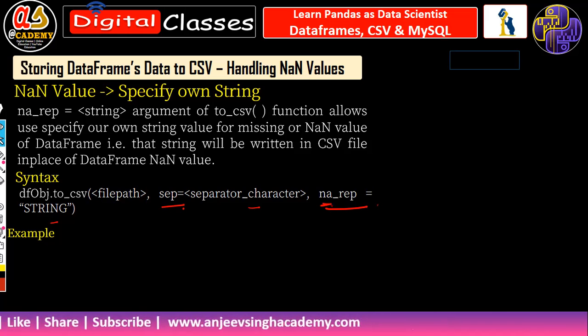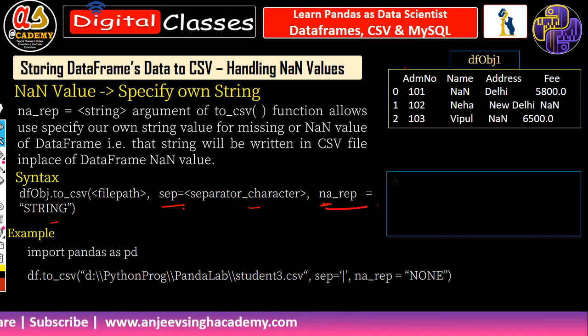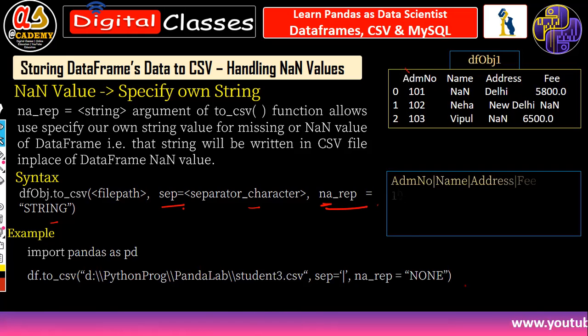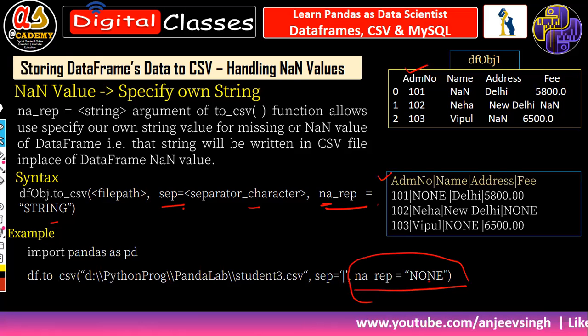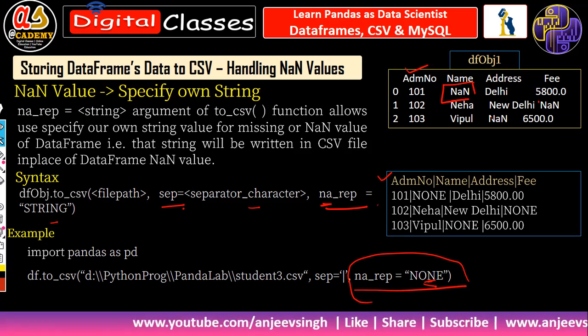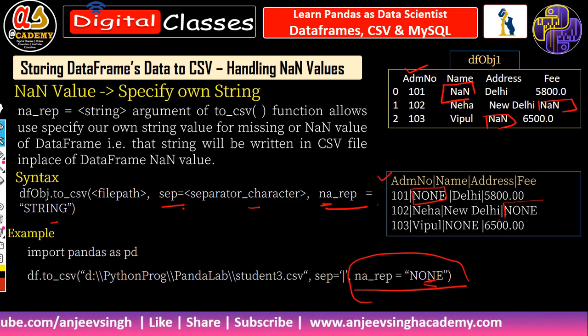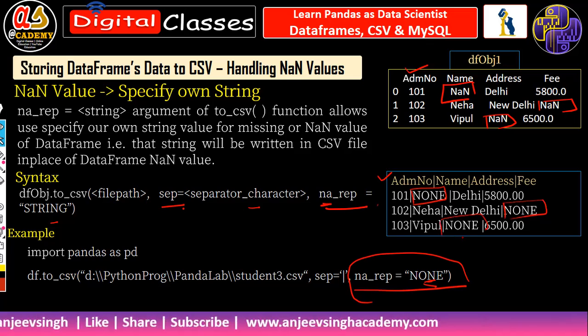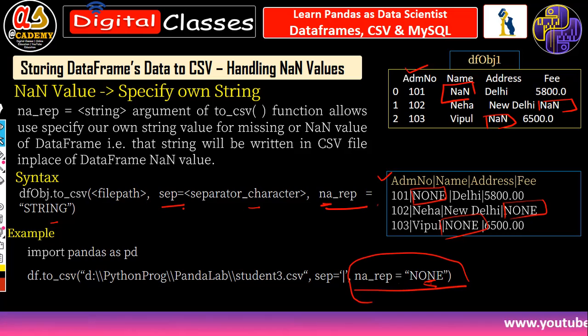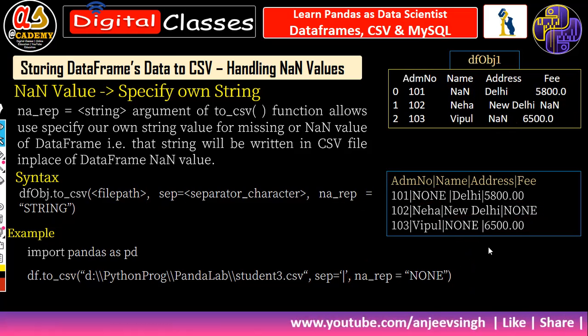Now look at this one example. This is my earlier example only, and I'm going to use one more argument here, and I've written None here. So what happened in place of the NaN? This is the first NaN, this is the second NaN, and this is the third NaN. You can find this is the first None, this is the second None, and this is the third None. Why? Because I have written na_rep equal to None, and that's why we are getting the None value here. Okay, so now I'm going to show you through this Python program.